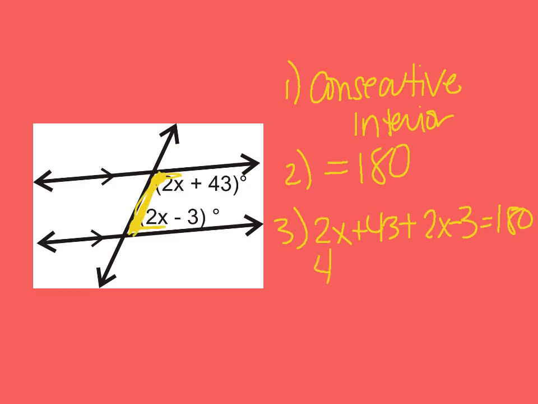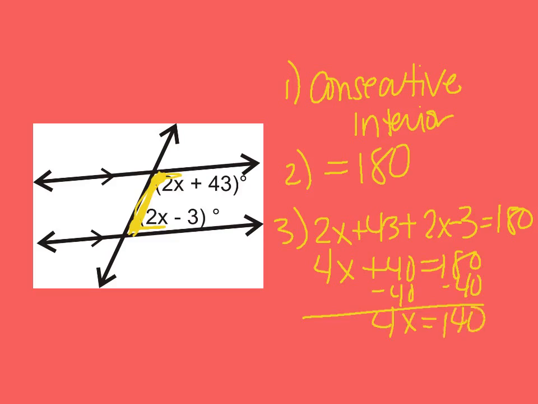Combine like terms, you get 4x plus 40 equals 180. Subtract 40, and you get 4x equals 140. Divide by 4, and you will get x equals 35. Now I am going to plug these back in just to show you what's going to happen with this one. If I plug this into the top one, it would be 2 times 35 plus 43. 2 times 35 is 70. 70 plus 43 gives you 113.